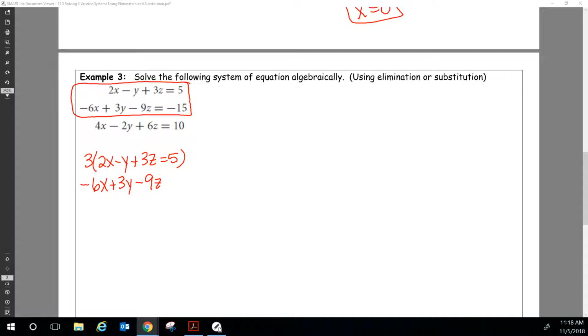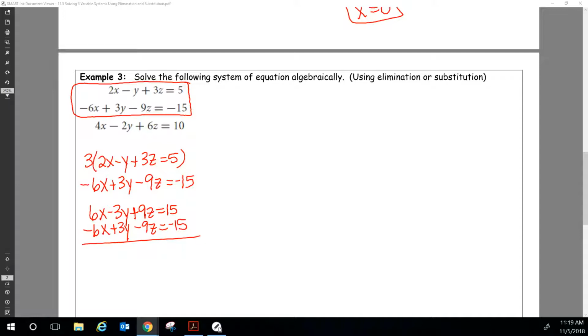I think we're going to end up with a big bonus on this one. All right. So that's my first two equations. All I did was took the first equation, multiplied it by 3. Let's actually multiply this out. I get 3 times 2 is 6x. 3 times negative y is negative 3y. 3 times 3z is 9z. 3 times 5 is 15. And then my second equation is negative 6x plus 3y minus 9z is equal to negative 15.